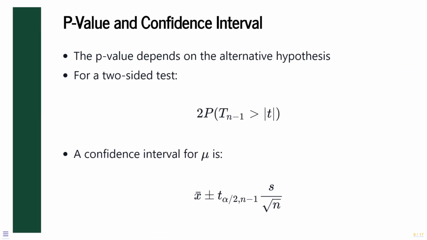The p-value depends on the form of the alternative hypothesis. We can also build a confidence interval for mu, using x bar plus or minus a critical t-value times s over the square root of n.